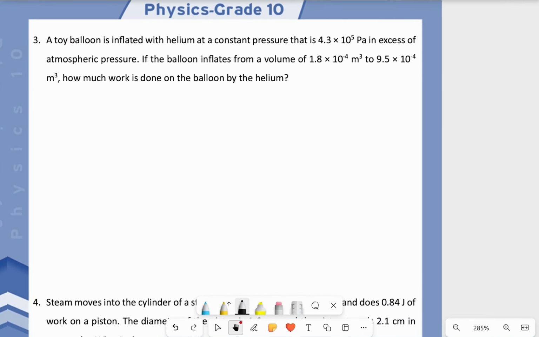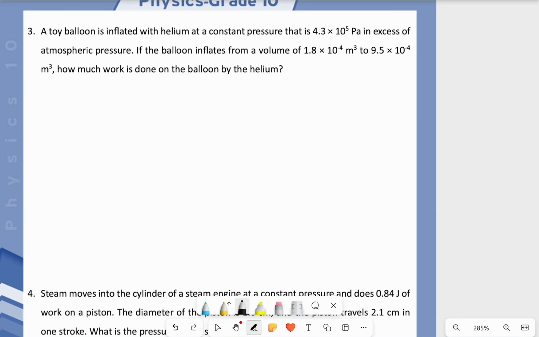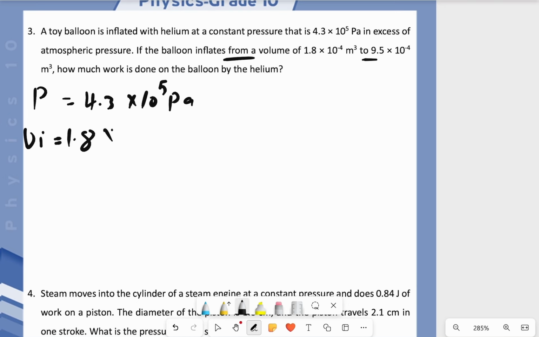We have question 3. It says a toy balloon is inflated with helium at a constant pressure that is 4.3 times 10 to the power of 5 Pascal in excess of atmospheric pressure. If the balloon inflates from a volume, V initial, which is going to be 1.8 times 10 to the power of minus 4 meter cubed, to V final, which is going to be 9.5 times 10 to the power of minus 4.